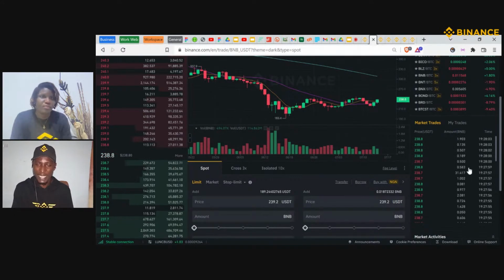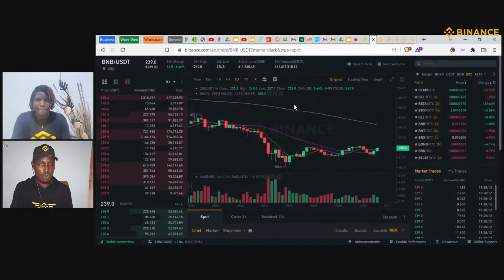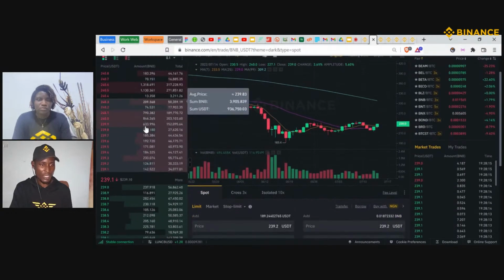So you can see the market trades in this area, both the ask and the bids that are occurring in the market at the moment. Now, another place I want to show us is the order book. You might have had that one way or the other. So this is our order book here.